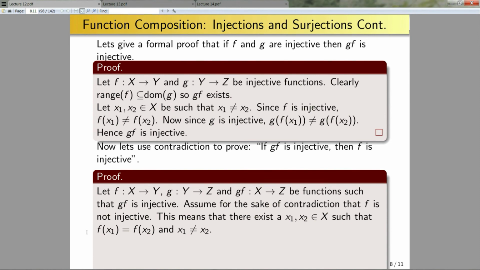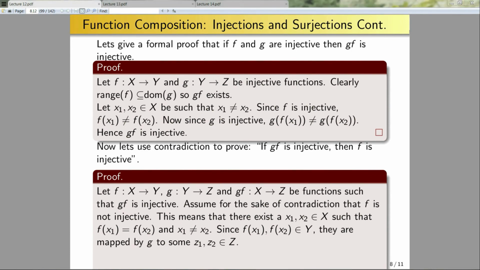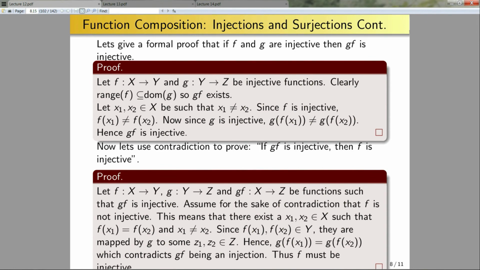Well, I know GF will have to take these elements f of x1 and f of x2 and map them to something. So explicitly, since f of x1 and f of x2 are elements of Y, they are mapped by G to some z1 and z2 in Z. But very importantly, f of x1 is equal to f of x2, so they're going to be mapped to the same element of Z. Thus, G of f of x1 is equal to G of f of x2. But this was a contradiction to GF being injective, because it takes two different elements in the set X and maps them to the same thing in Z. Thus, since this is a contradiction, we must have that f is injective.